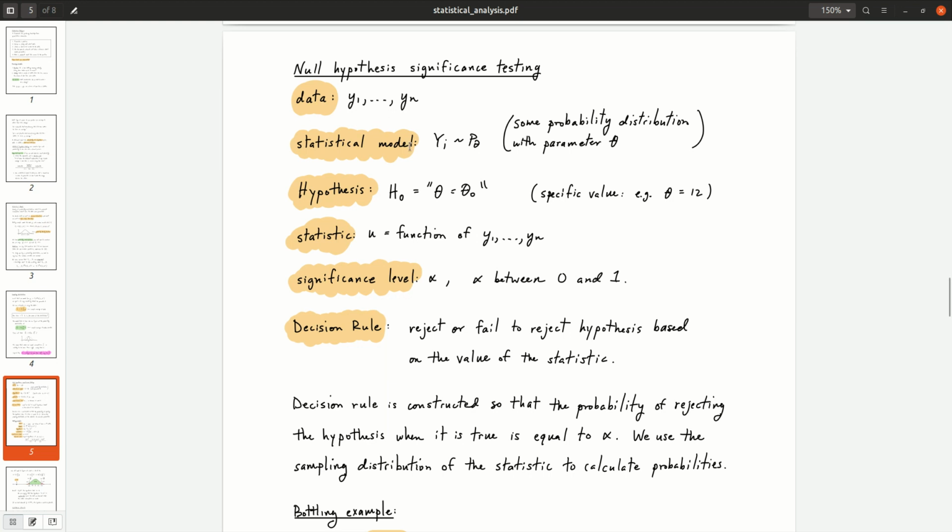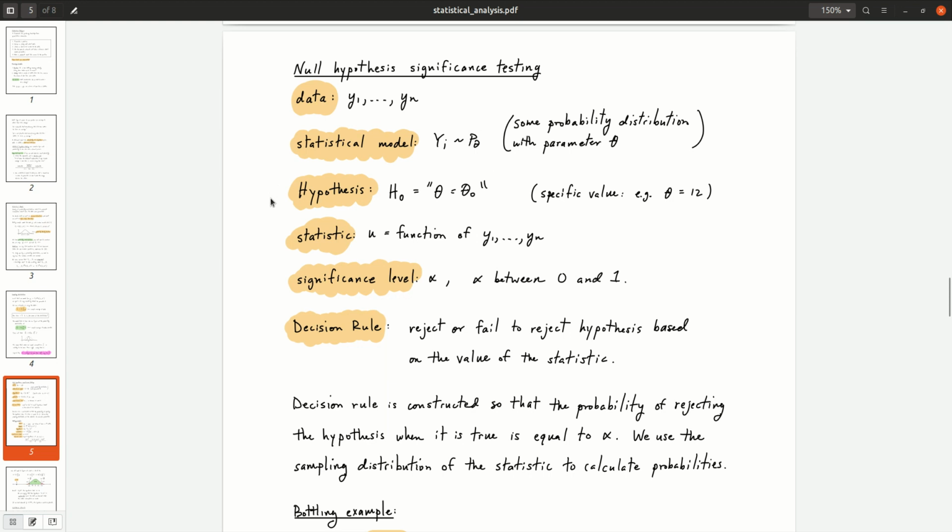The notation here: I'm saying that the ith observation, little yi, we're going to model with capital Yi, and what I'm writing here is distributed as p theta. I'm trying to be generic here: this is just some arbitrary probability distribution. This could be normal, for example.